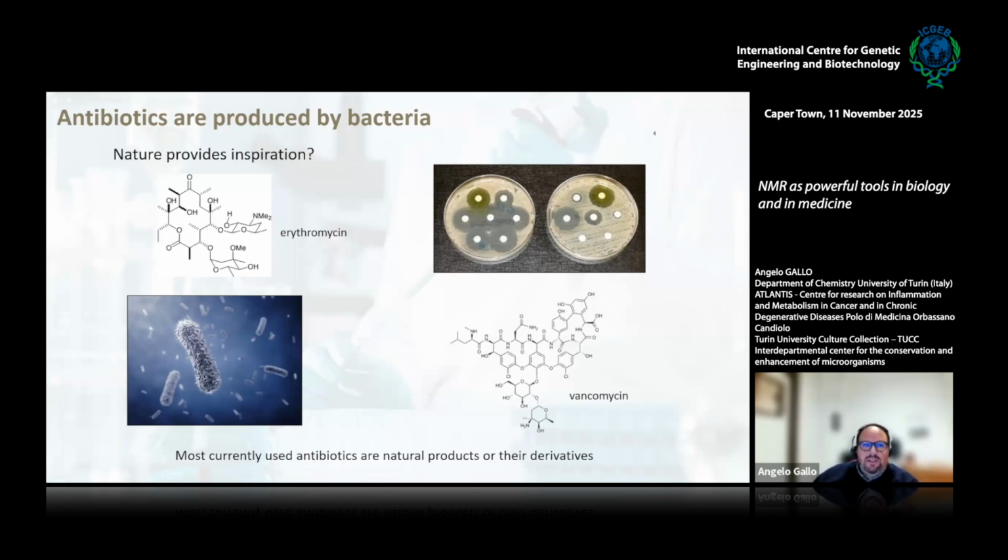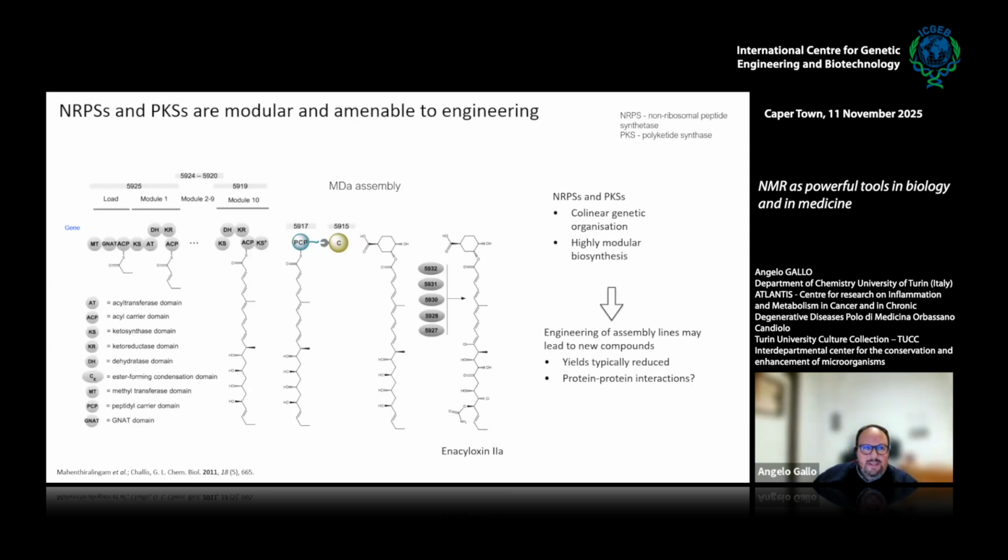How nature is organized and works for this is by exploiting two different systems, NRPSs and PKSs. NRPS stands for non-ribosomal peptide synthesis, and PKS stands for polyketide synthesis. Typically, this huge machinery, because they are really huge, megadalton assemblies, is modular and amenable to engineering. As you can see here, this is how these NRPS and PKS systems are set up.